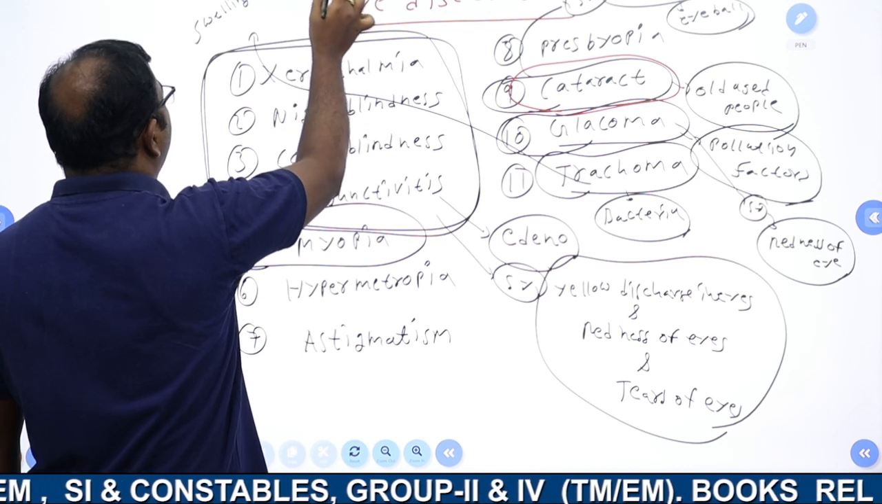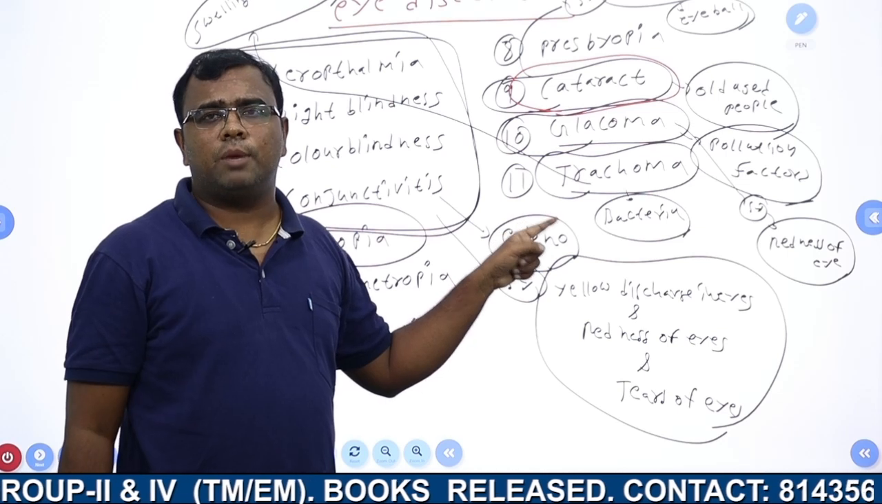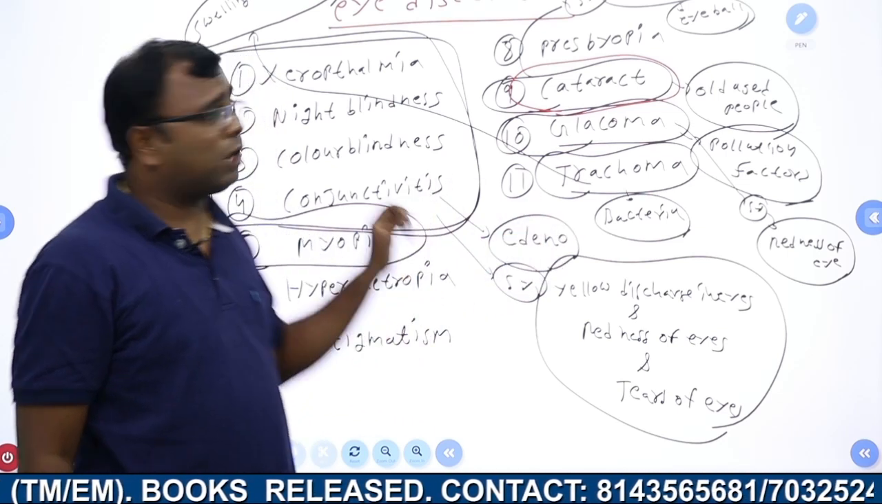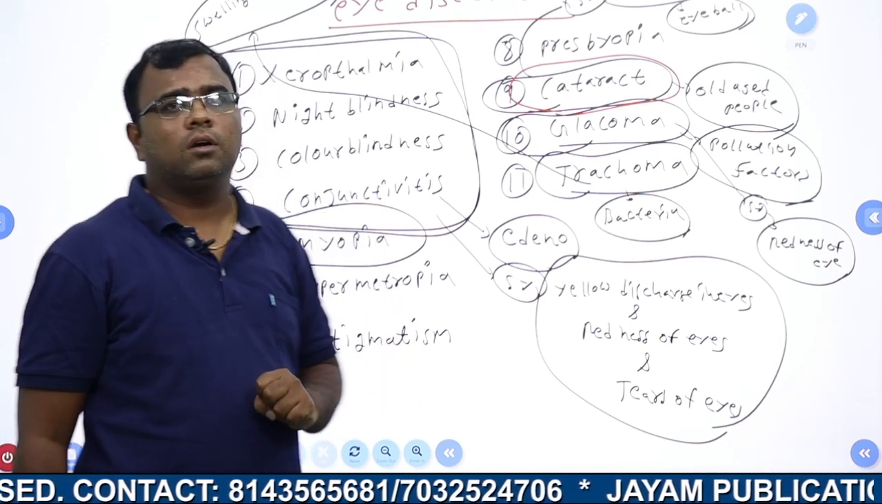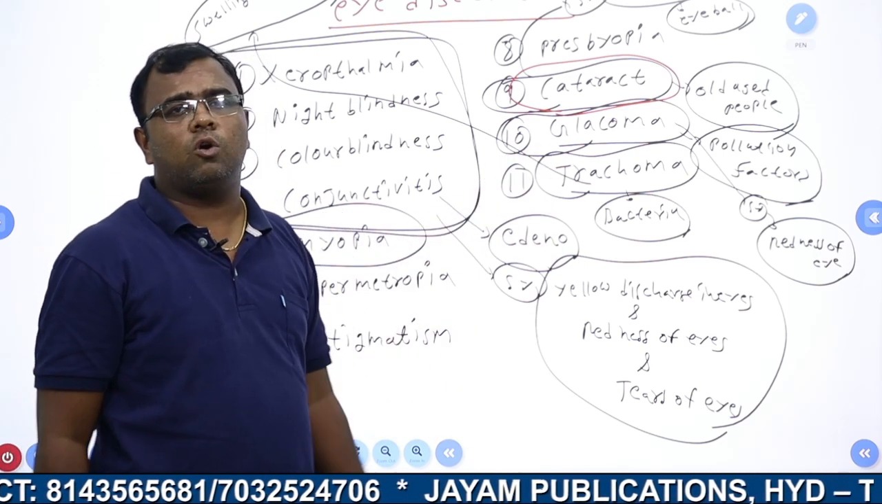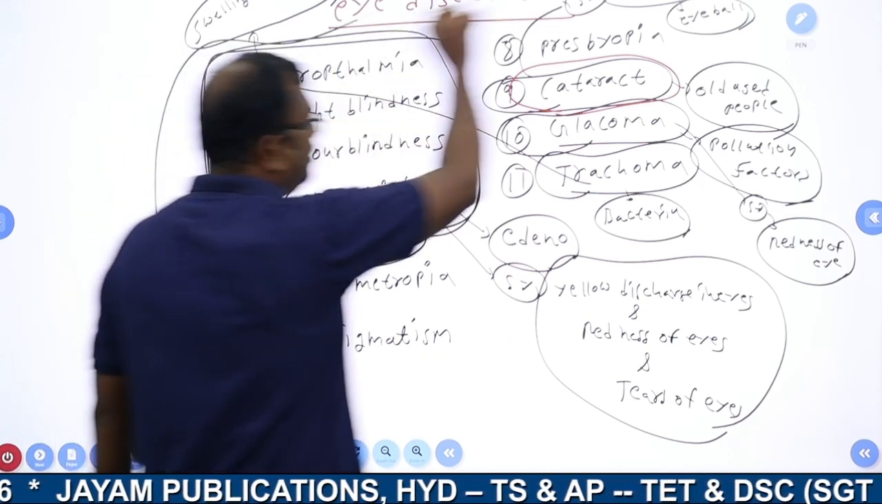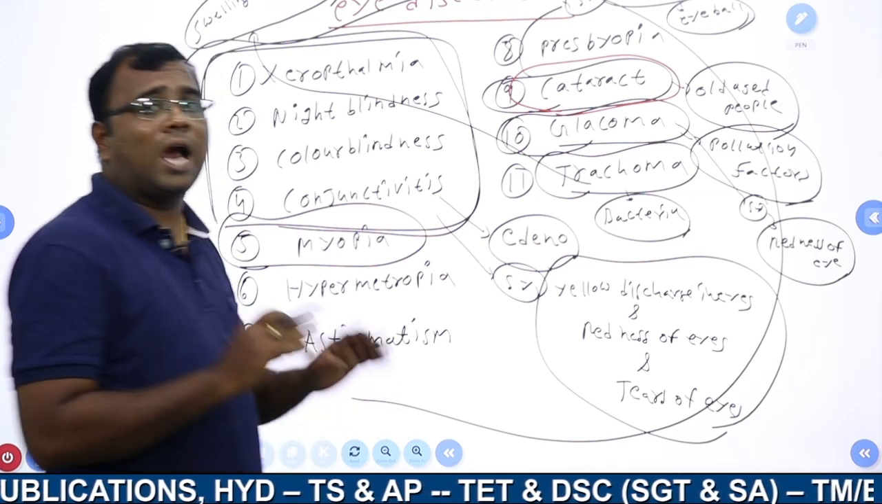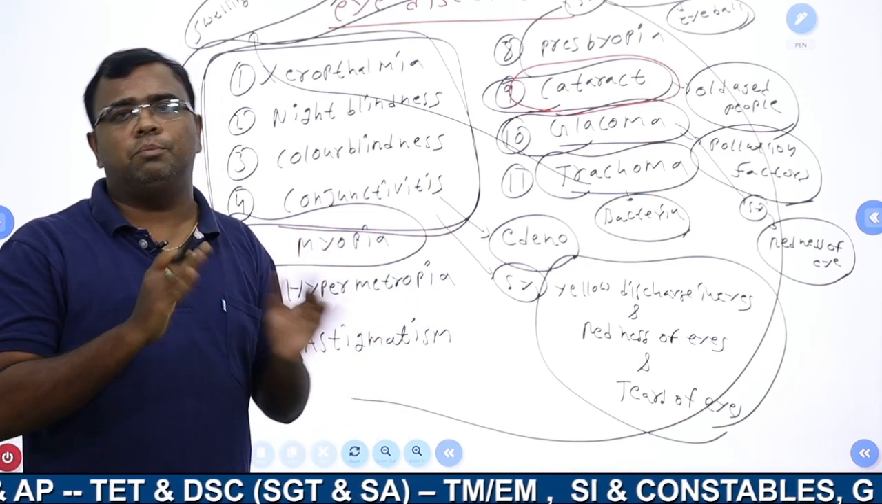Swelling of eyelids. The trachoma disease is caused by bacteria. Swelling of eyelids is the symptom of trachoma disease. These 11 diseases are the total eye diseases. The total eye part is completed.